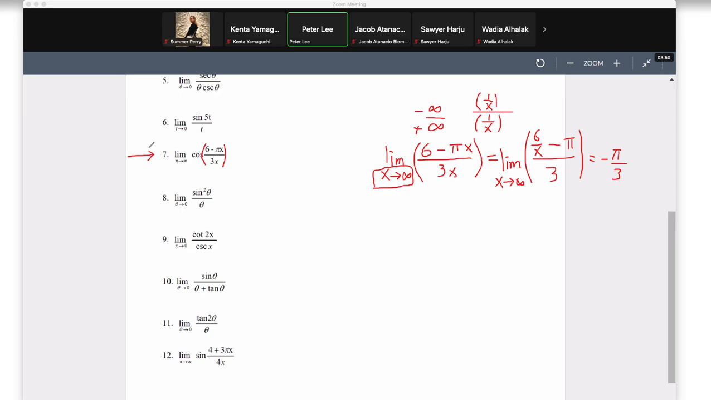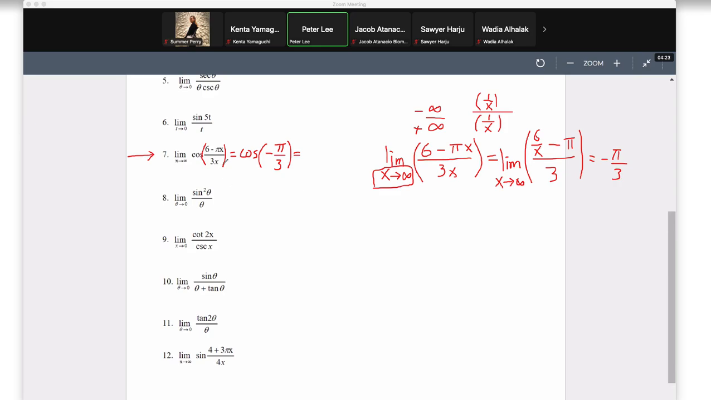We get this. So therefore, this is actually equal to cosine of minus pi over 3. This was actually much easier than I thought. We did it. In this case, there's no need to change from x approaching infinity to something approaching 0. We don't need that. And actually the game's over. See?